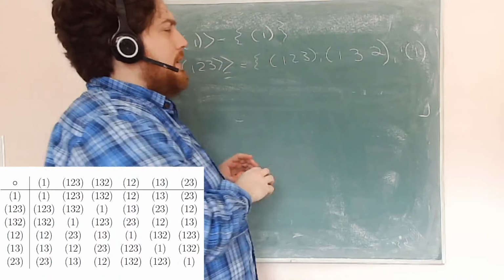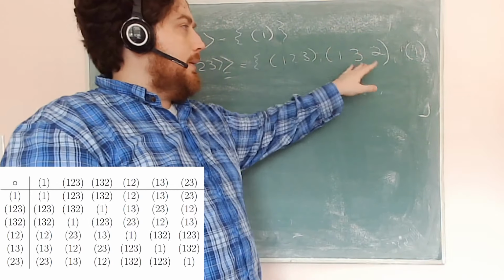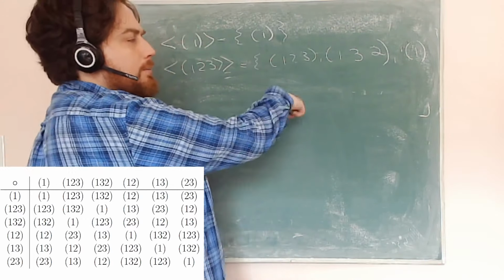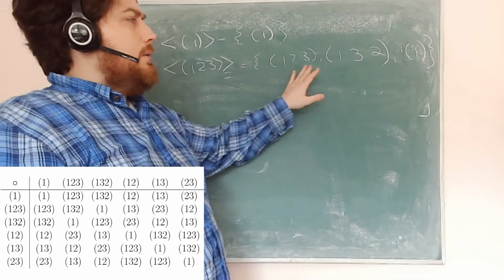And then if I compose it again with (1 2 3), I get (1 2 3), then (1 3 2), then 1, then (1 2 3), (1 3 2), 1. And so if I keep composing over and over again, starting with (1 2 3), those are the only three I'm going to get.